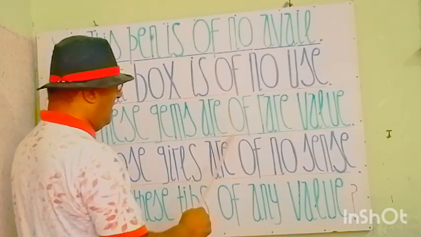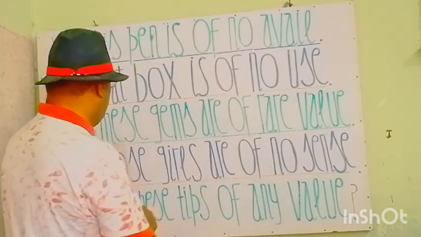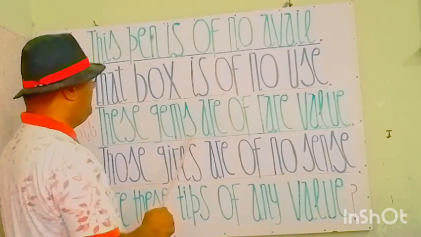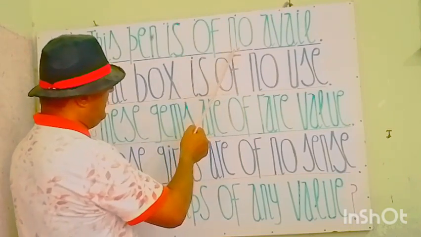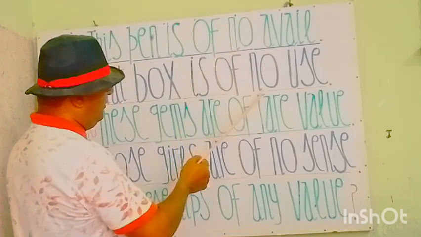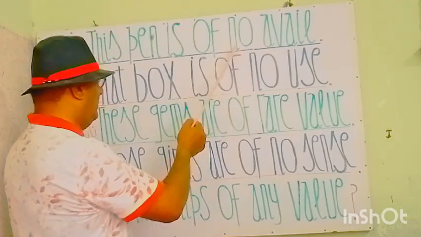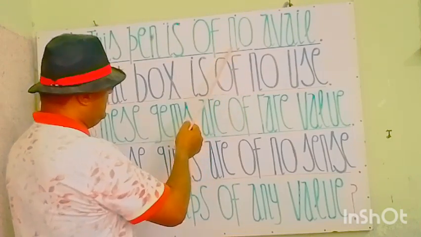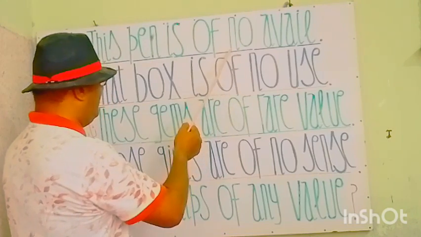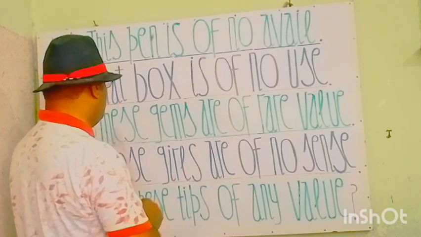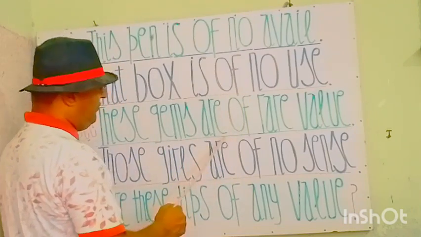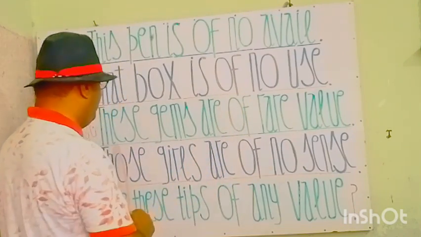These gems are of rare value. You see, my students, this is a positive statement. In the first two statements we have a negative sense, use of "no". "No" is used in those, and these are said to be negative phrases, sentences, and this one is a positive statement, positive sentence.